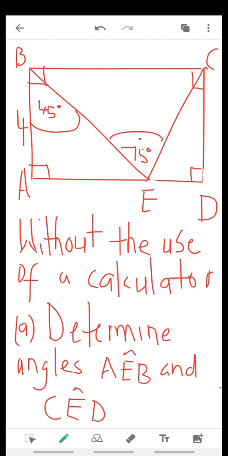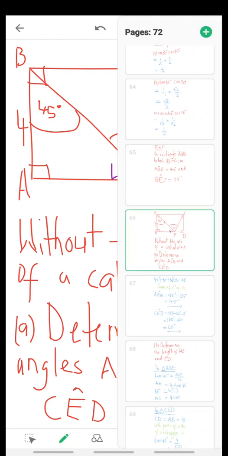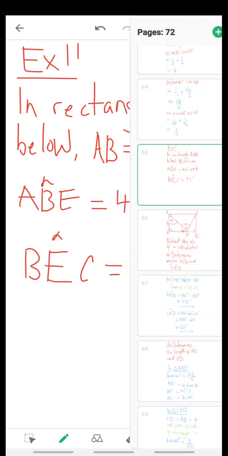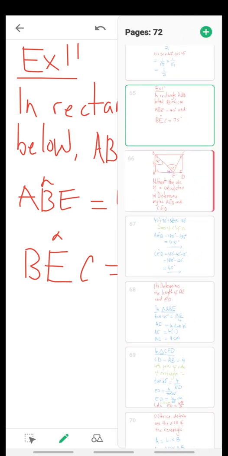We call triangle ABE an isosceles triangle. Why? Because I noticed that this angle here will also be 45 degrees, because the sum of angles of a triangle must add up to 180 degrees. Okay. Now, having said that, we are looking at the questions now.